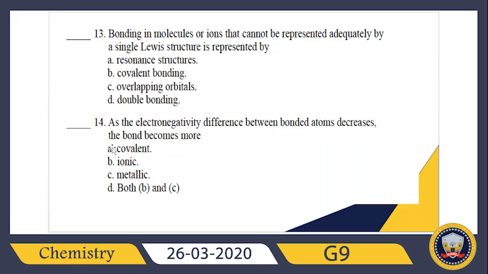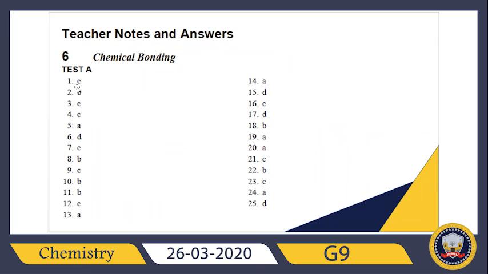So number 14. As the electronegativity difference between bonded atoms decreases, the bond becomes more what? The answer is obvious, A, covalent. Because the electronegativity difference is almost none, so as it decreases, it will become more covalent. So here are the answers for you. I chose questions from 1 to 14. So let's continue now to another type of questions.